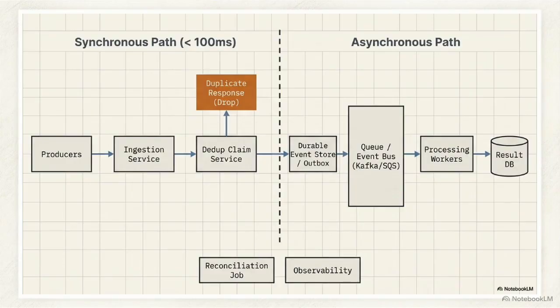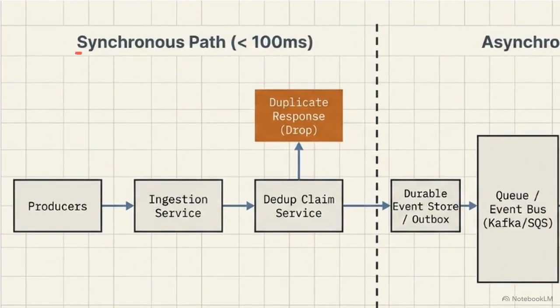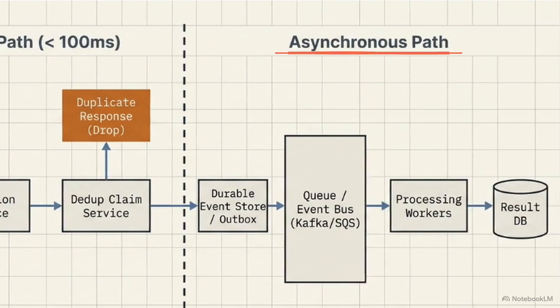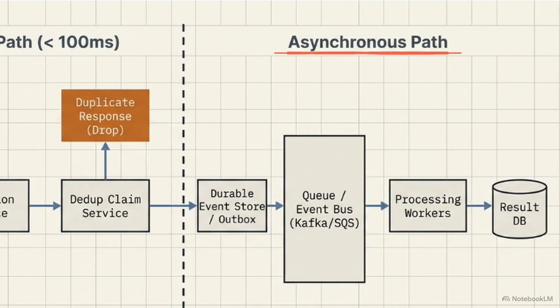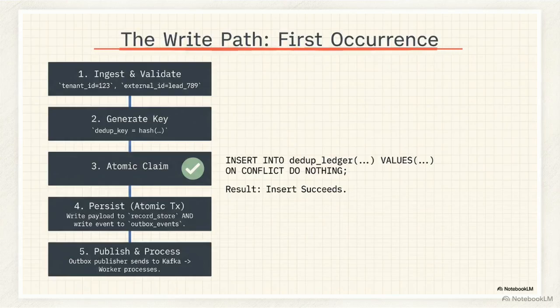This diagram maps out the high-level system architecture, and you can see a clear dividing line in the middle. We separate the design into a synchronous ingestion path that executes in under 100 milliseconds and an asynchronous processing path that handles the heavy lifting via message queues and background workers. Let's walk through the happy path for a first occurrence record, shown here in 5 phases.